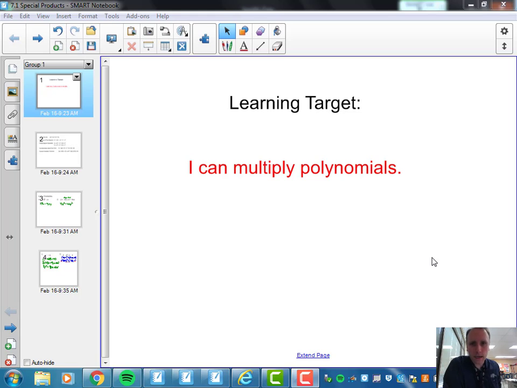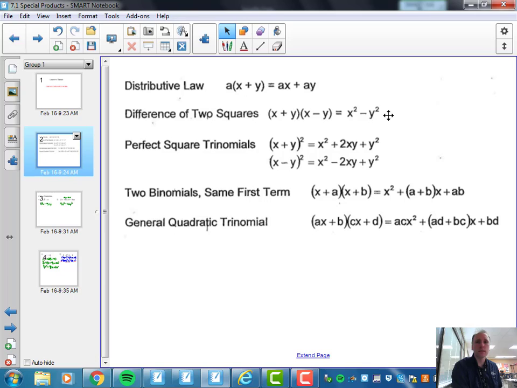Okay, learning target today. I can multiply polynomials. Today is going to be just kind of a review day of some general procedures for how to multiply polynomials. As we get into our unit, it is going to deal with rational expressions and rational equations. So we're going to have to deal with multiplying some different groups of polynomials together.